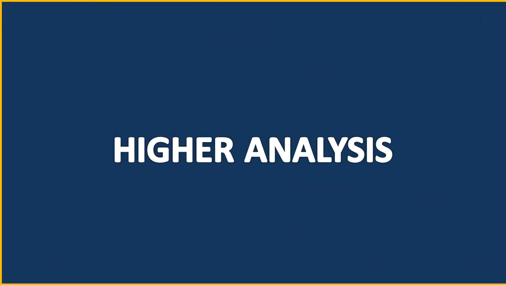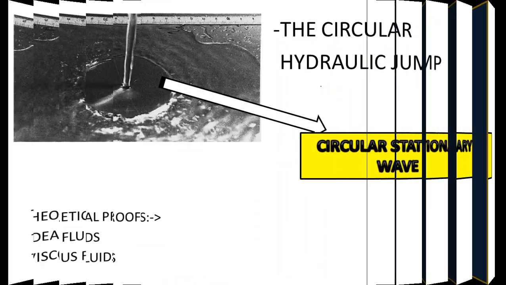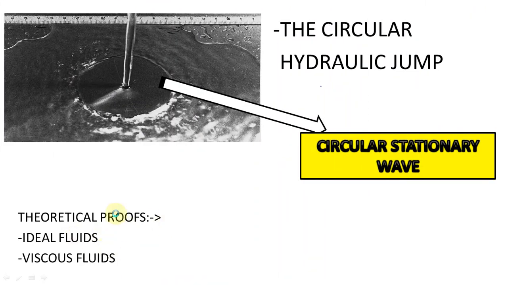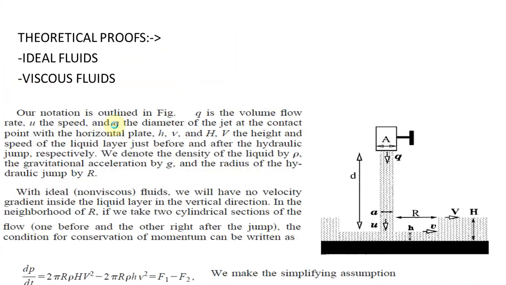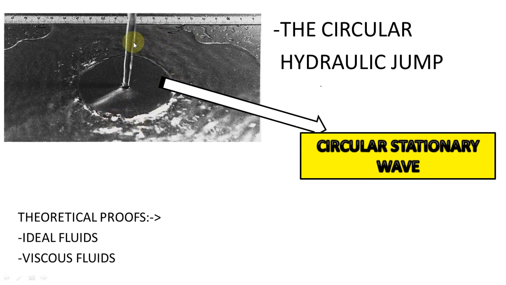The higher analysis part requires Godwin's conjecture. You can just search for that on Google if you want to really study it. So here is the figure of the phenomenon, I will just show you. The water is falling in the form of a jet on the bottom of a sink, and here you can see that a circular stationary wave is formed.